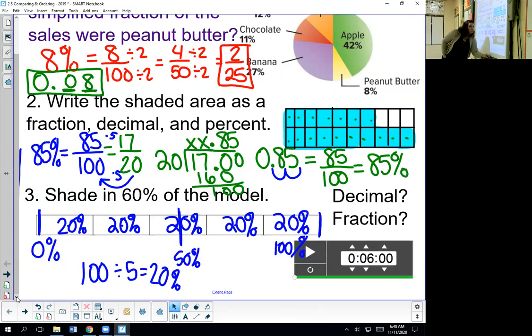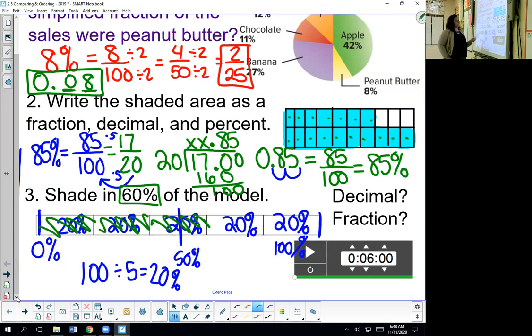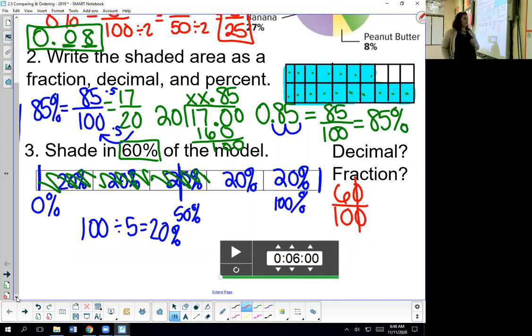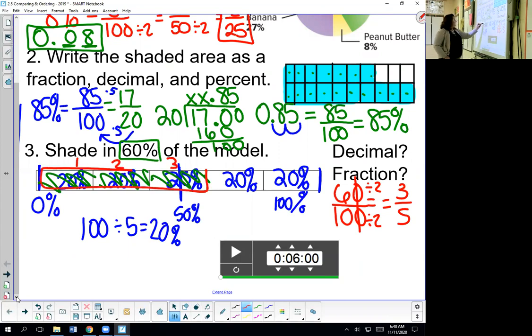So what do I do to shade in 60%? So that's 20, 40, 60. Okay. So I write 60% as a fraction. Well, actually, you can look at what's shaded in here. You can do it two different ways. 60% as a fraction we know is 60 hundredths, right? However, you could cross out the zeros and you could simplify by cutting it in half, and you get 3 out of 5. But if you look at right here, I have 1, 2, 3 shaded in out of how many? 5. So you also could have just looked at the picture.